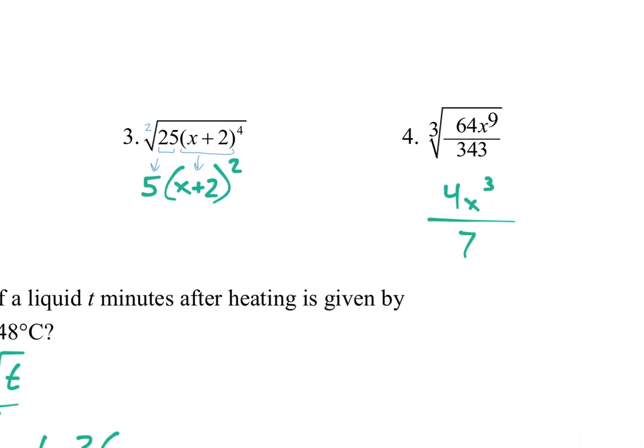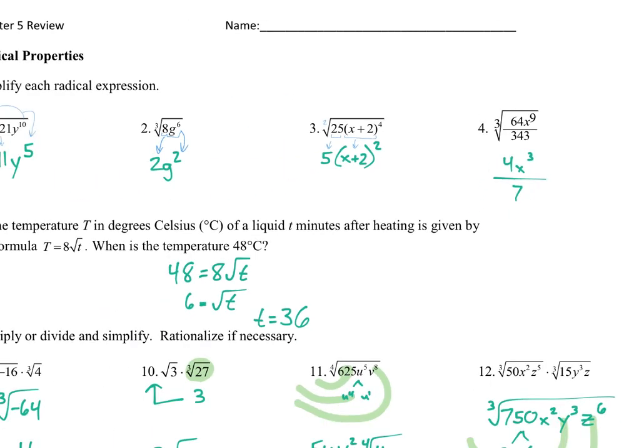Number 4 is just reminding us that we can divide first and then take the cube root, or just cube root right from the beginning, depending on whichever your preference is, and that's the answer that we would get.